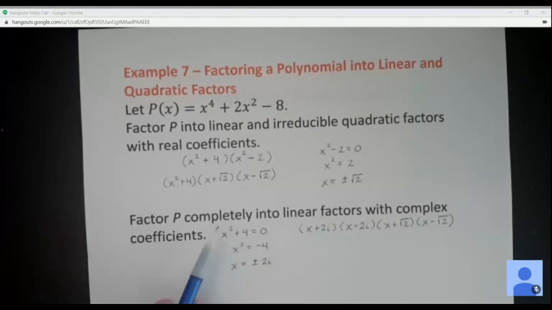So if you're asked to completely factor something, then we want to get it all the way down to linear factors where everything is an x to the first power, even if we have those imaginary numbers in there. If it just says linear and irreducible quadratics, we only want real values, so we would have to stop here if that's what we're asked for.